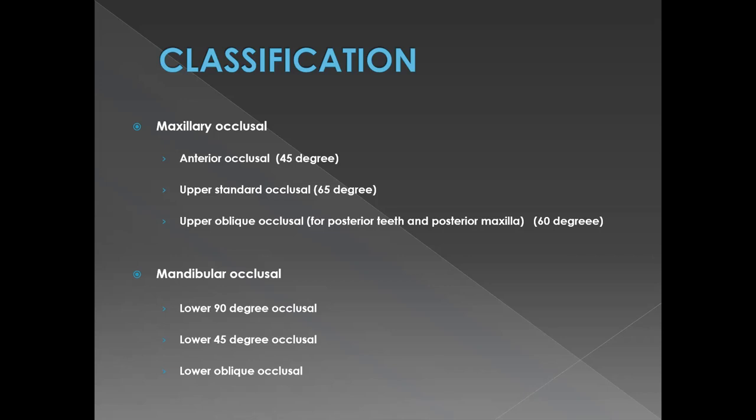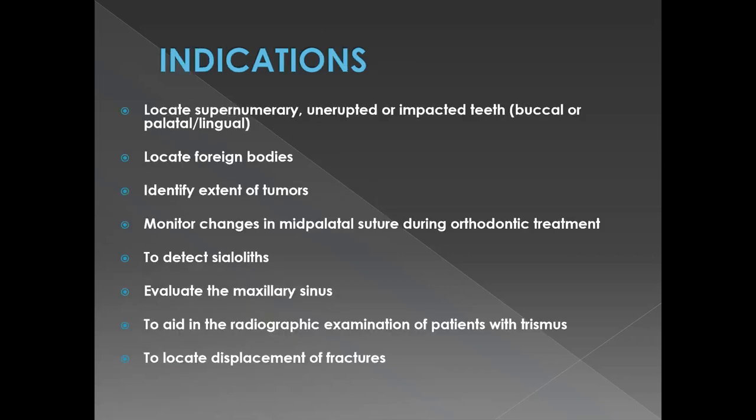So the 90-degree occlusal gives you a sort of an overview of the entire mandibular arch. The lower 45-degree occlusal is basically like the anterior occlusal, shows you the anterior teeth quite well. And the lower oblique occlusal is basically done for detecting stones in the submandibular gland. It can also give you a rough idea of the posterior dentition, but those usually do not appear very clear on this X-ray. Let's just see a couple of pictures of these occlusals, but first let's discuss a few indications.